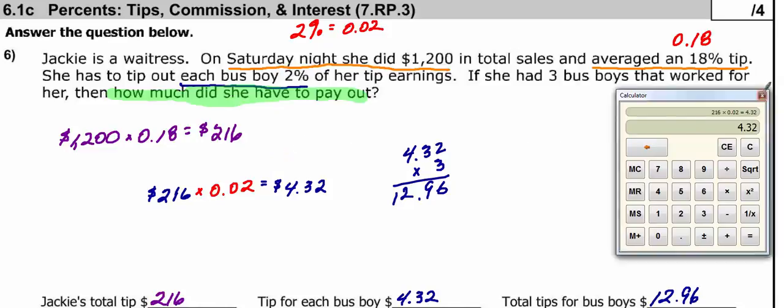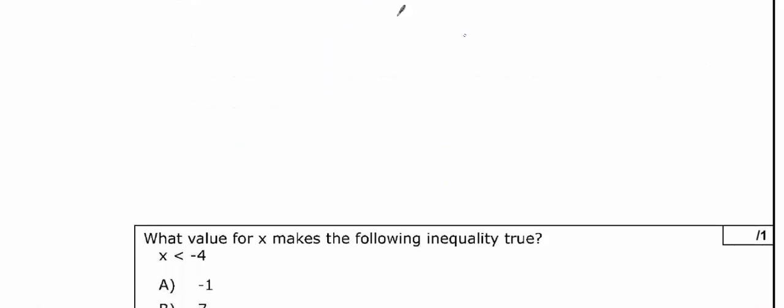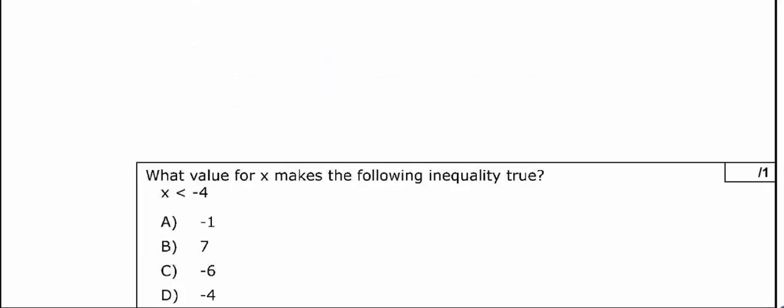All right, let's just go to the bottom of this page and show you what that last question's answer was. When you look at that last question, it says, what value makes the following inequality true? Less than and greater than signs always create inequalities. What makes the inequality true? What value of x out of this list makes x is less than -4?